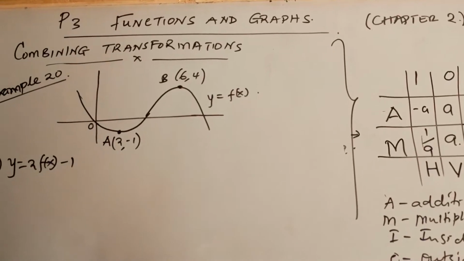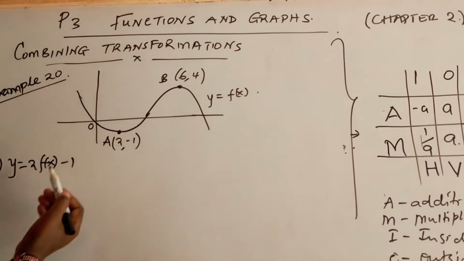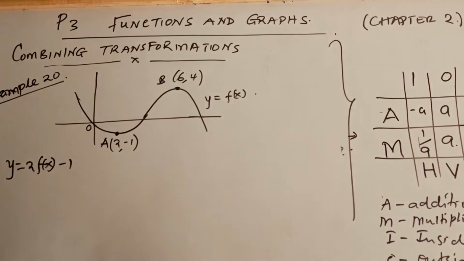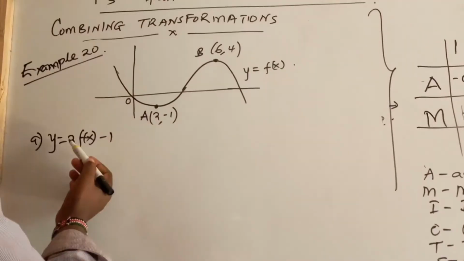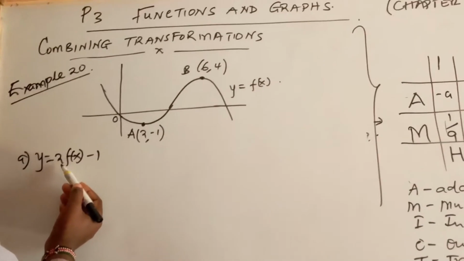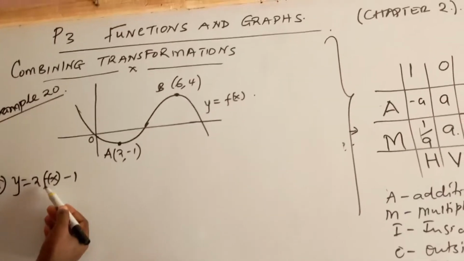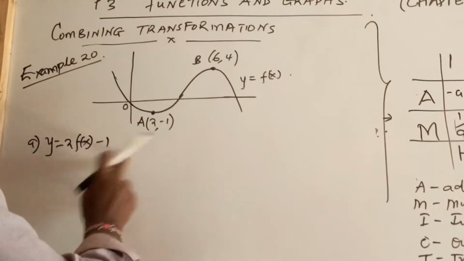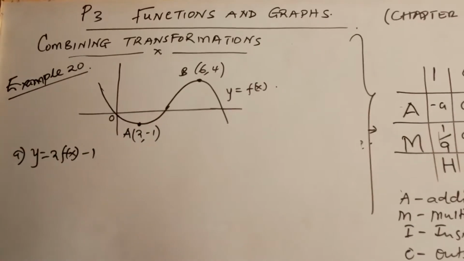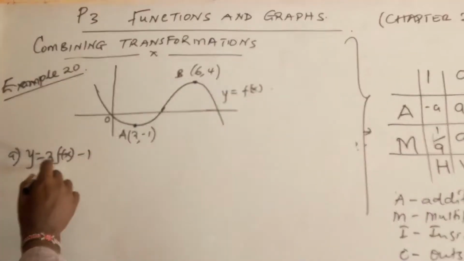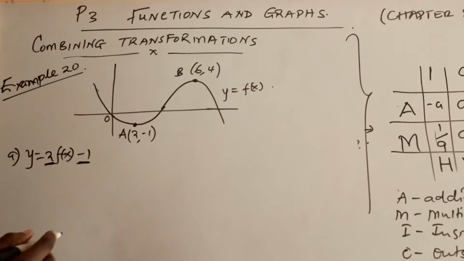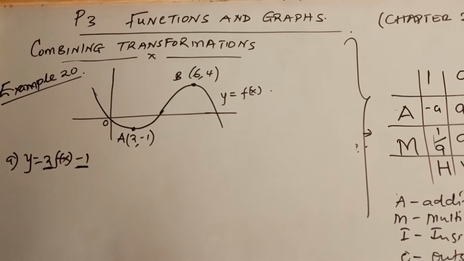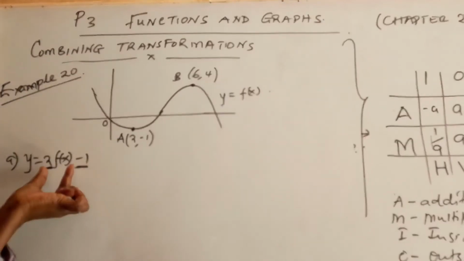Before we do anything, we must examine our new function, and we can already see that there is a factor multiplying the function of x first, after which we are subtracting 1. So there is this transformation and there is this transformation. There are two transformations. So which one do we start with? Of course, we start with the multiplication one.